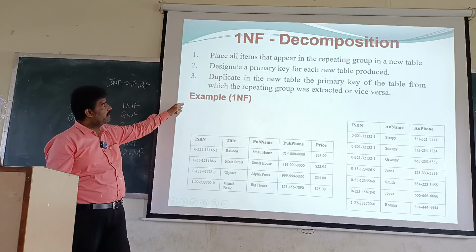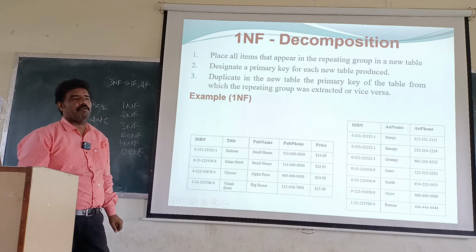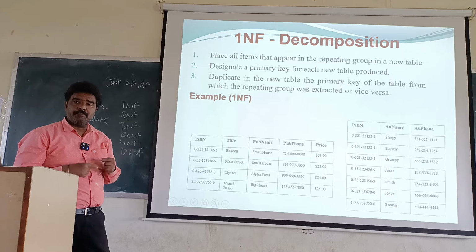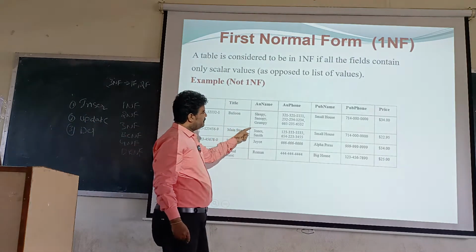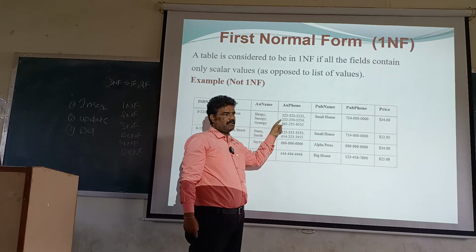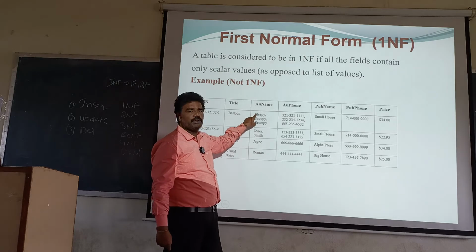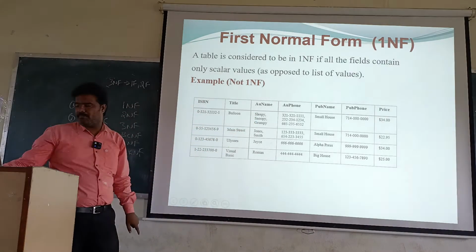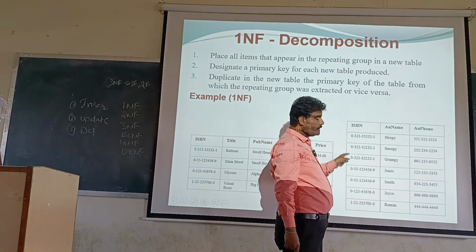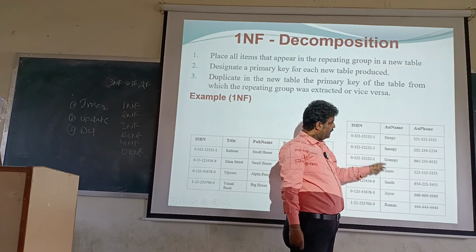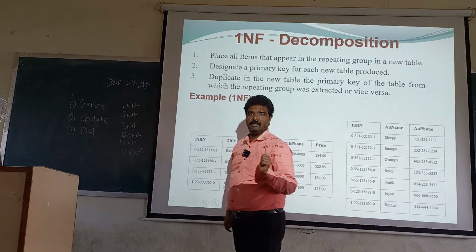Here, take all items that appear in the repeating group and put them in the new table. What are the values repeating? Earlier in this table, author name and phone number were repeating. So I create a new table. Now it's repeating, but the values are different, the phone numbers are different. This is accepted here.